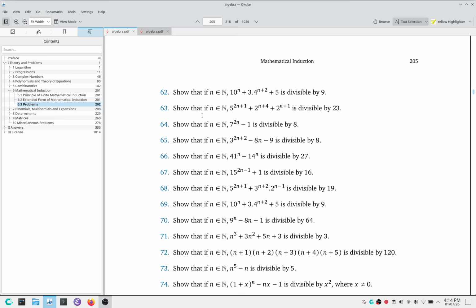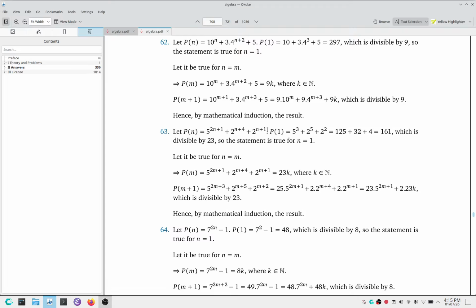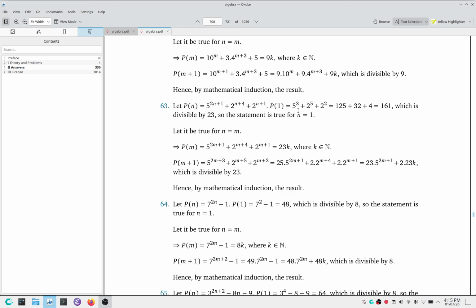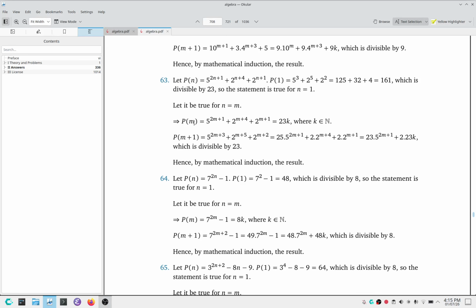Question 63 says that show that, we will go fast, so I will not read everything entirely, 5 raised to the power 2n plus 1 plus 2 raised to the power n plus 4 plus 2 raised to the power n plus 1 is divisible by 23. We put n is equal to 1, we get 161, which is divisible by 23. Now we put n is equal to m, we get P(m).